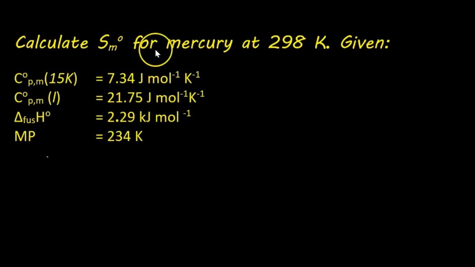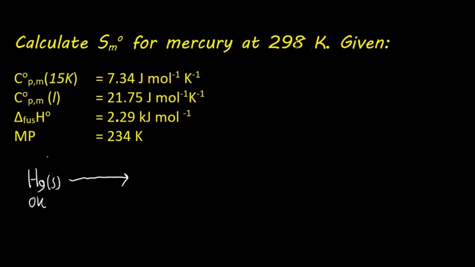We're going to calculate the molar entropy for mercury. This could be any substance, really, at 298 Kelvin, and we're given some information about heat capacities at different temperatures or states, and of fusion here in the melting point of mercury. So to calculate the molar entropy at some temperature, we need to start at 0 Kelvin here. So we have mercury solid at 0 Kelvin, and we need to heat it up to 298 Kelvin.